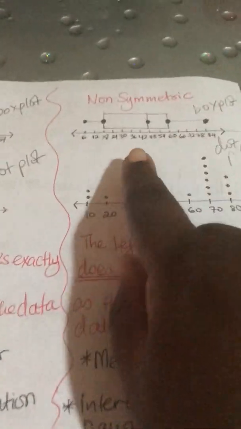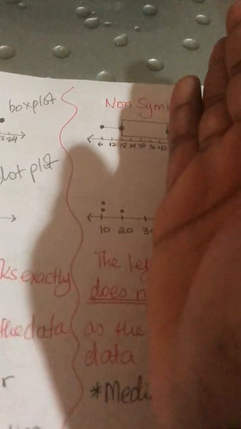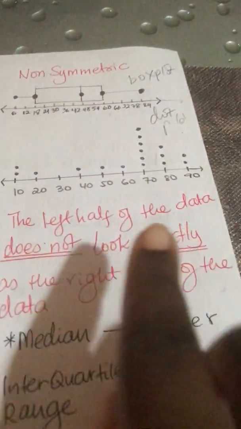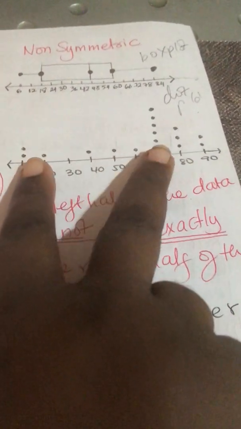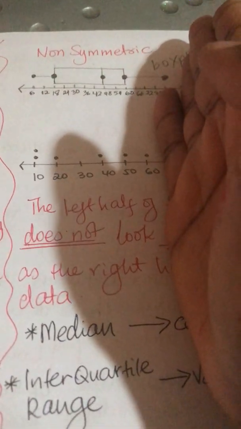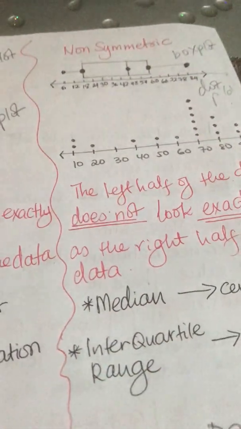You see? Here is the middle of the data. This side is equal to this side. So then my data is symmetric. If you look over here, this side is bigger than this side. So then it is non-symmetric. Look, they don't look the same. If this is where my half of the data is, this side does not look the same as that side. Okay?